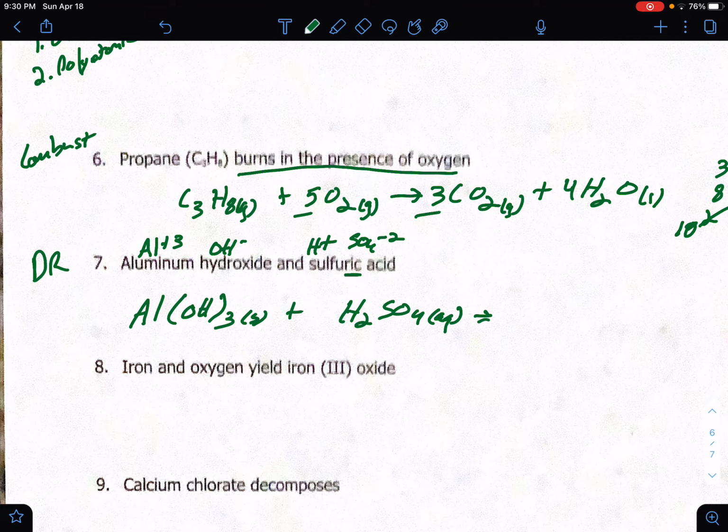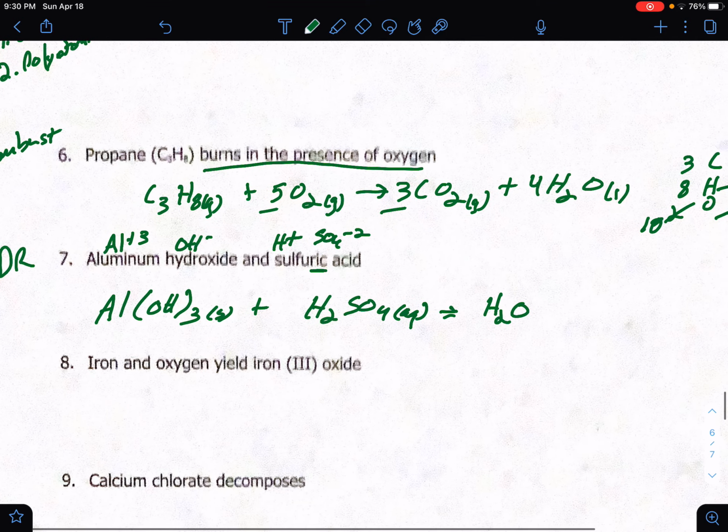Okay, but I'm taking an acid and a base. Remember we talked about this, when you take an acid and a base, you're going to make water. So hydrogen is now going with hydroxide, so this becomes H2O. Okay, then I'm going to make a salt. I'm going to take that aluminum and that sulfate and put them together.